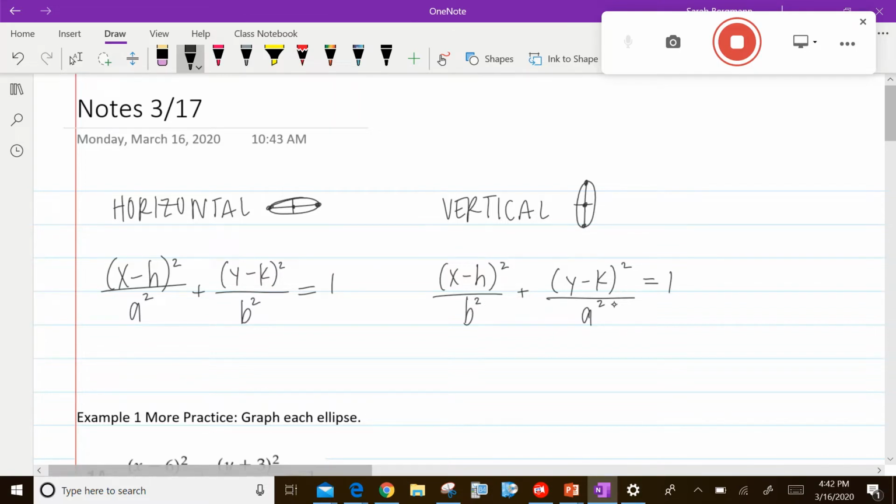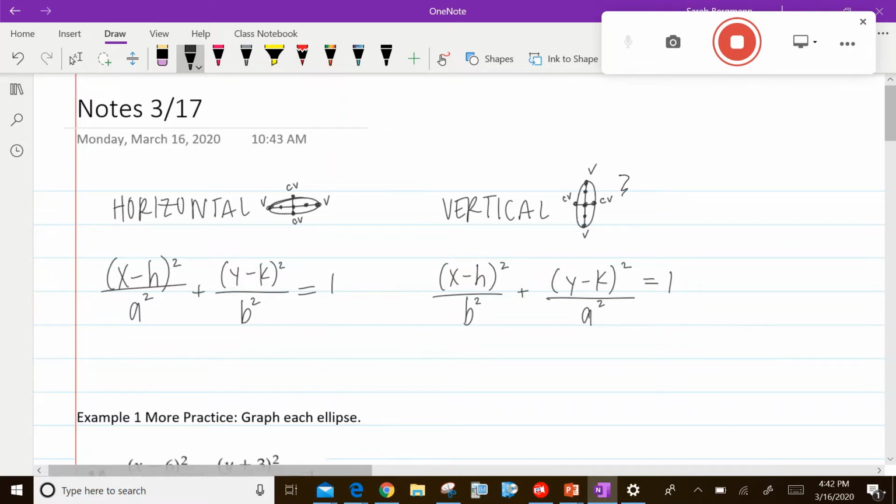The major axis ends on the vertices. The minor axis endpoints are the co-vertices. And where those two major and minor axes intersect is called the center of the ellipse. The focus points are on the major axis. And we have some important values.